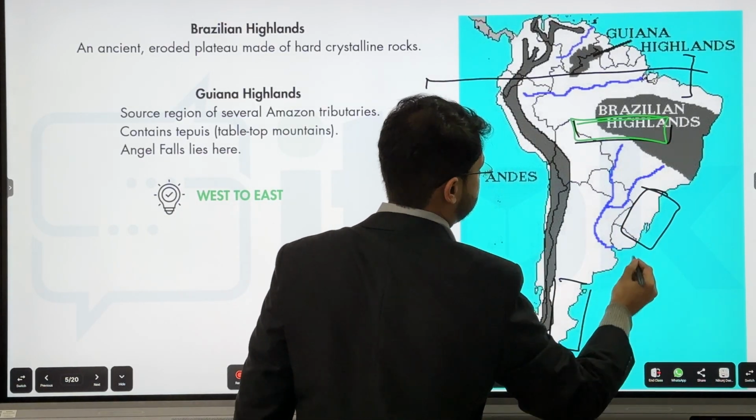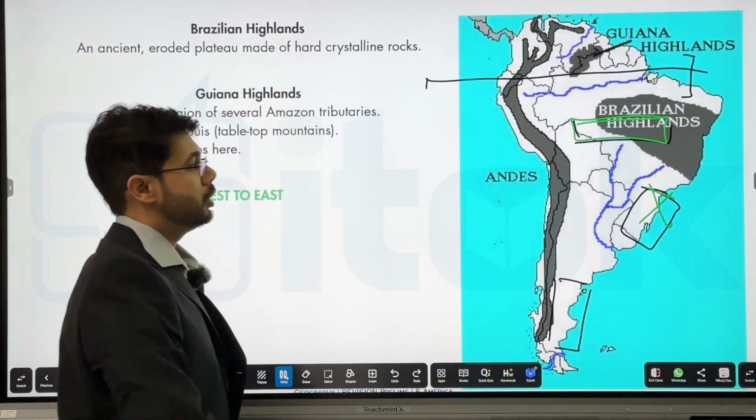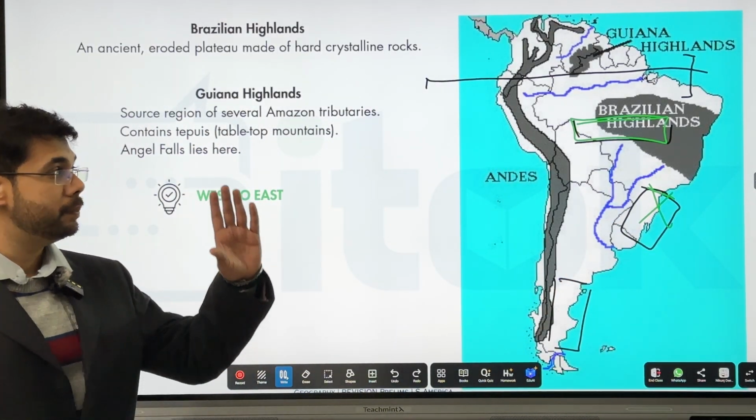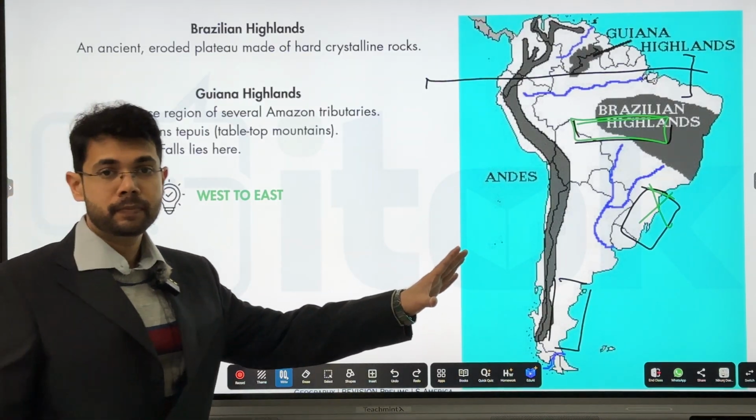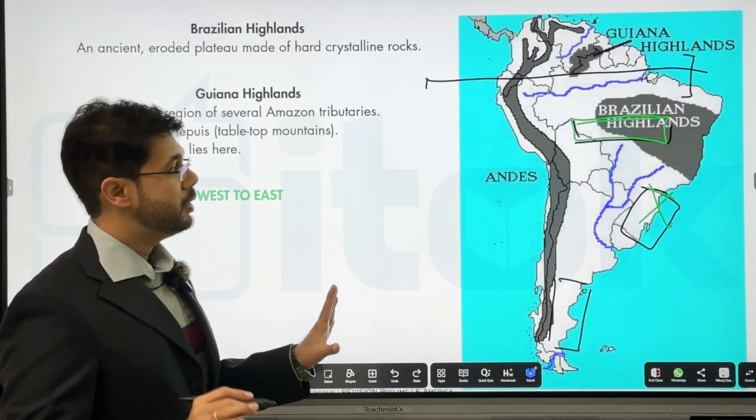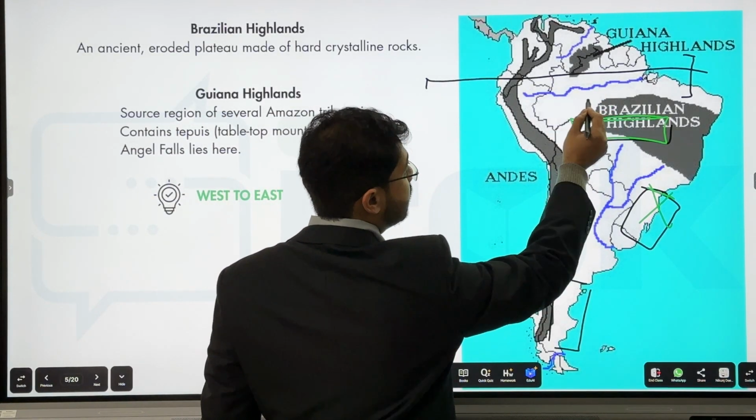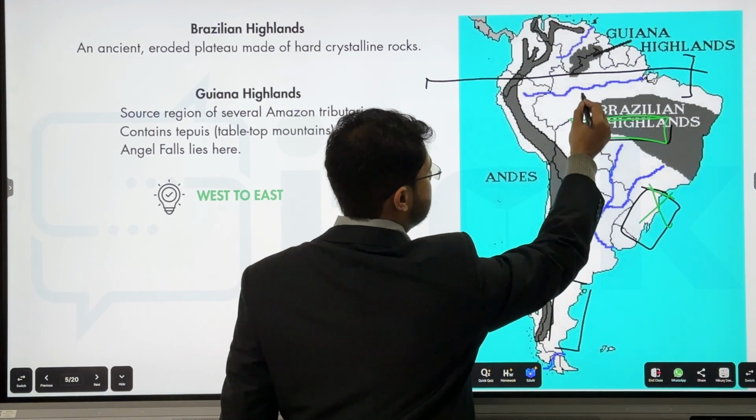Grasslands should have been here, not here. Why not? Think again. Because of the Brazilian highlands. Now, the Brazilian highlands are a water source. They provide water to many tributaries of the Amazon. Many tributaries are growing here.